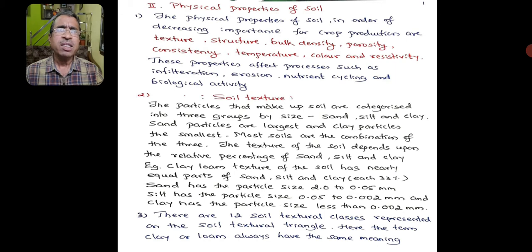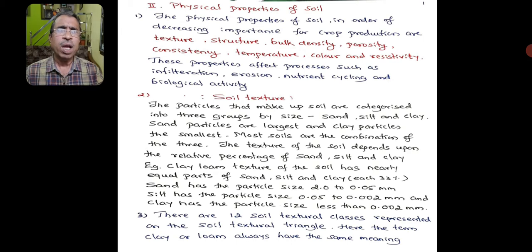Sand has a particle size of 2 to 0.05 millimeter. Silt has a particle size of 0.05 to 0.002 millimeter, and clay has a particle size of less than 0.002 millimeter.